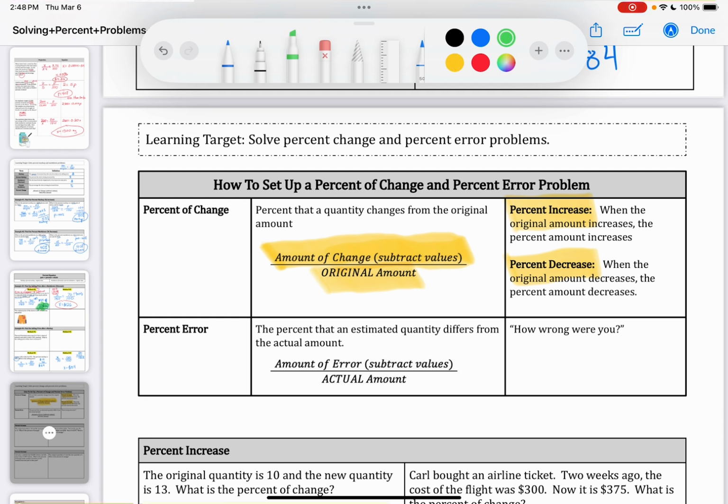Percent error is the percent that an estimated quantity differs from the actual amount. So we're going to take the amount of error, like the total difference, and then we're going to divide that by the actual amount, or I'm going to add one more thing here. I'm going to say what it should be. Because you want to find the percent error, like if you're cutting something that's supposed to be 5 meters long and you cut it 5.5 meters long, you want to divide it by the actual amount it should have been. Okay, so you can find out how wrong you were.